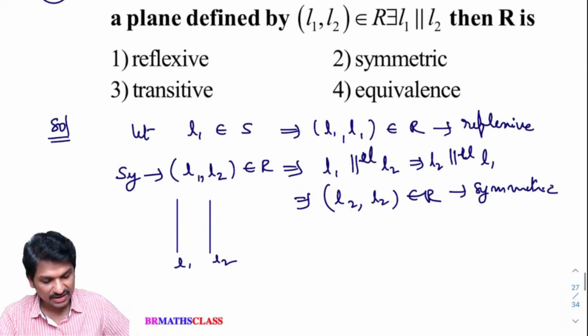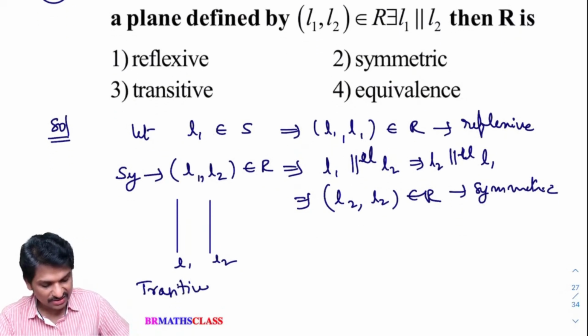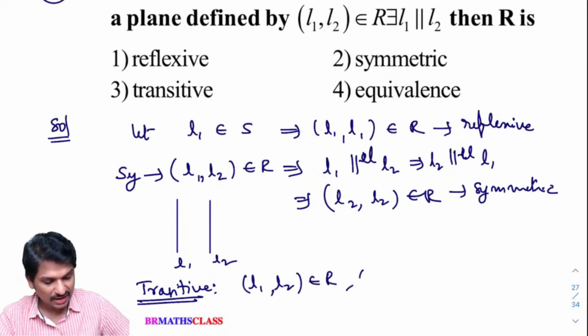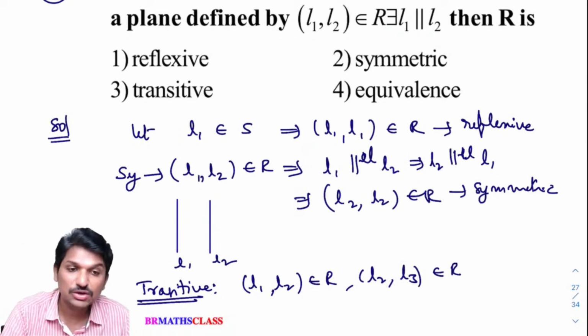Okay. Now I'll check for the transitive property. What is the transitive property? You take (L1, L2) belongs to the relation and (L2, L3) belongs to the relation. You take like this, (L1, L2).